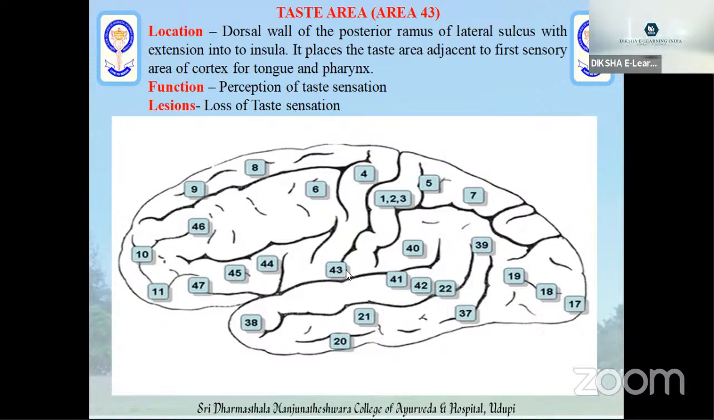We have seen that the sensory area of the tongue and the pharynx is located in this area, number 3, 1, 2, located here. Near to it, the taste area is located. Function is perception of taste sensation, and lesions of it lead to loss of taste sensation. Loss of taste sensation will be there if lesions of the taste area occur.